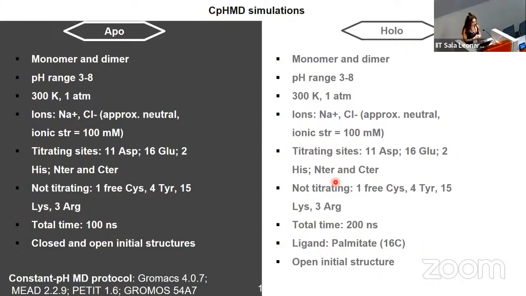In the apoform, we have used the closed and open crystallographic structures, the ones that have the loop in the closed and in the open position. And in the holoform, I only have used the open structure because palmitate is bound to BLG.